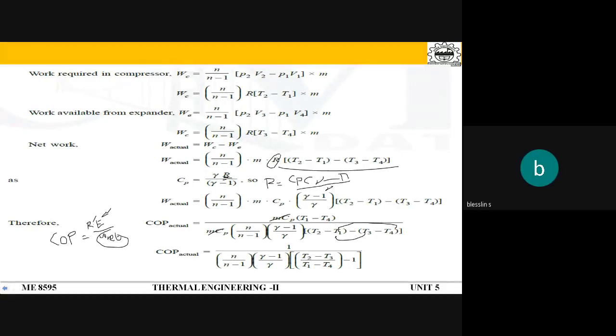Yes, sir. Clear. Any doubts other than this? What available from expander? The work required in compressor, P2 V2 minus P1 V1, how does it become R into T2 minus T1? Listen a bit clearly: generally there is work required in compressor, right? Yes. In that, P2 V2 minus P1 V1 has changed to R into T2 minus T1, how is that?